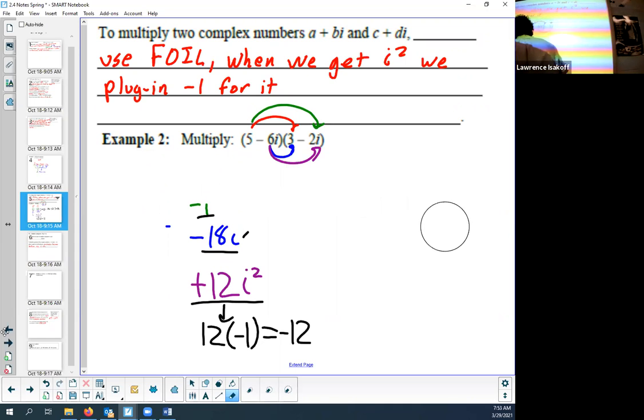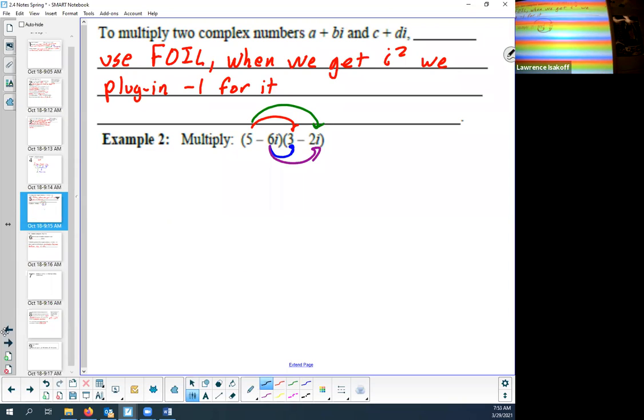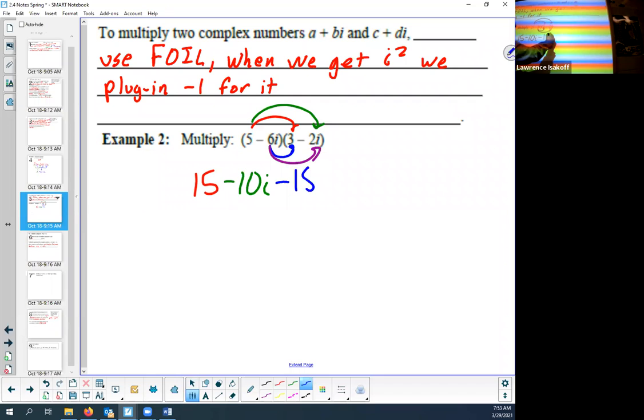So without the FOIL part, again, I'm just multiplying in that same order. So 5 times 3, that was 15. 5 times -2i was -10i. This will be a -18i for my inner. And then my last, -6 times -2i, will be a positive 12i.